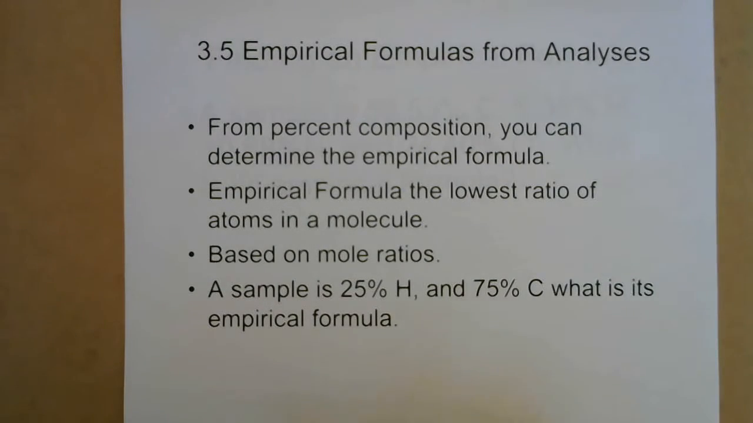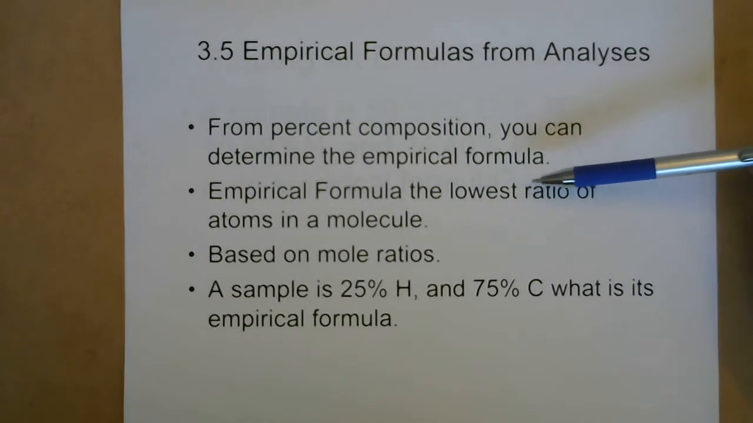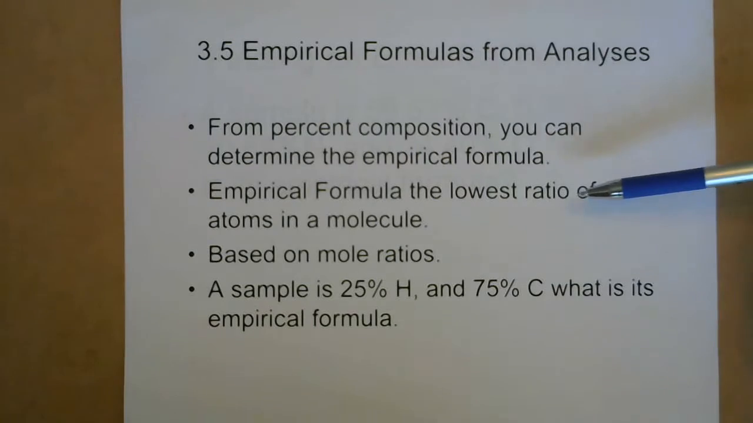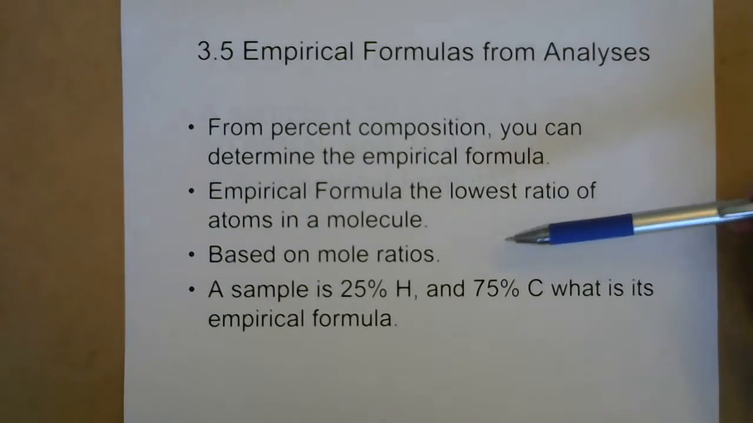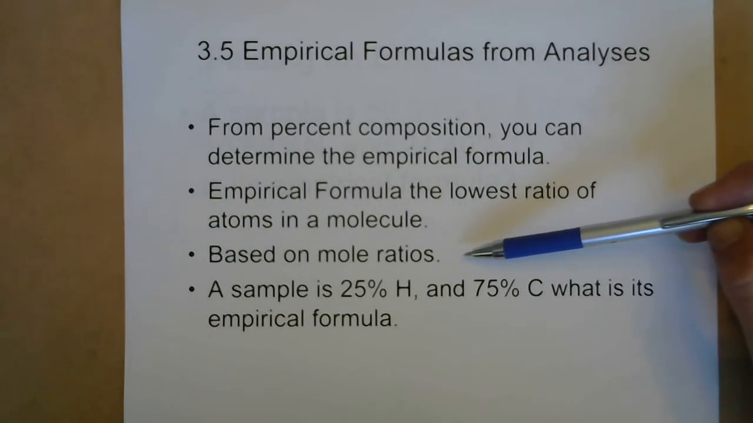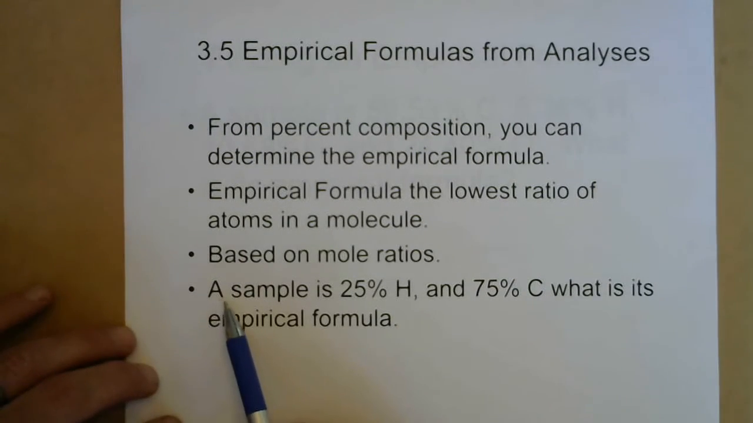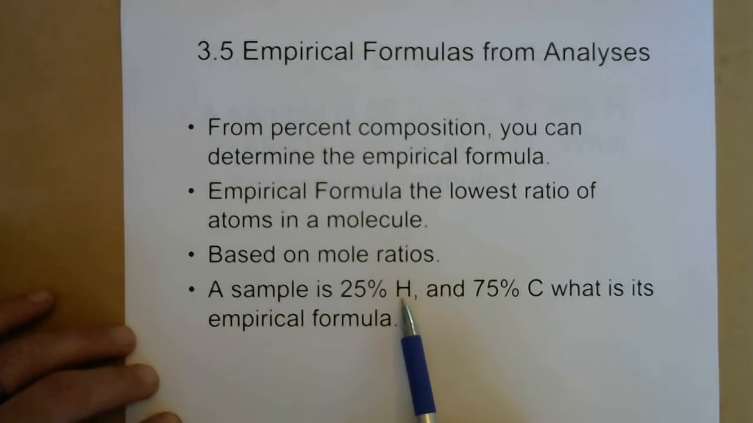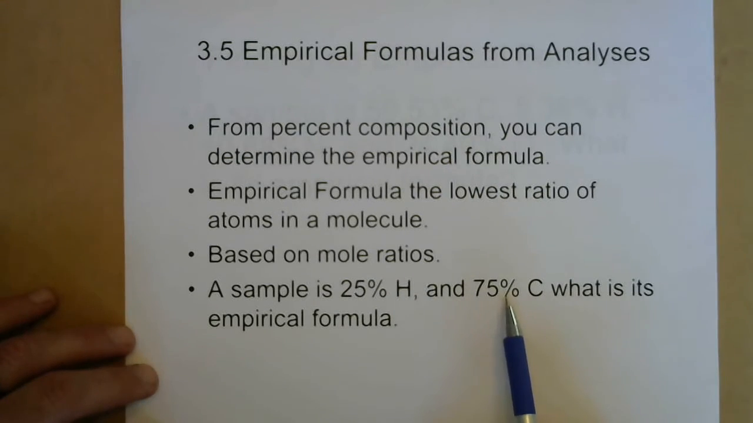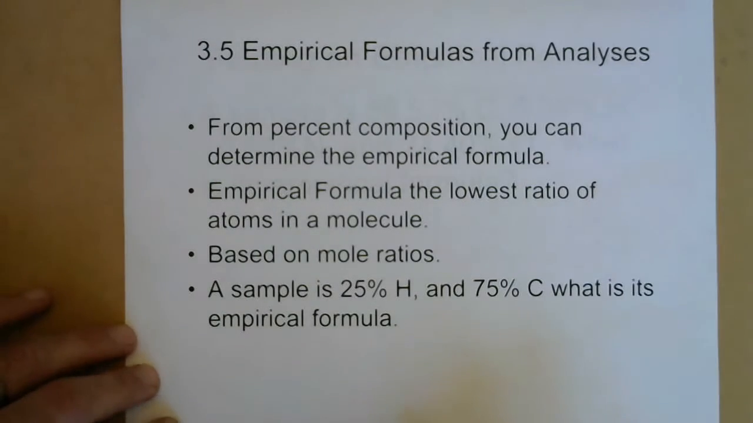the compound. So an empirical formula is the lowest ratio of atoms in a molecule, and it's based on mole ratios, not on mass ratios. So we'll start with this example. You've got 25% by mass hydrogen and 75% by mass carbon. What is the empirical formula of this compound?